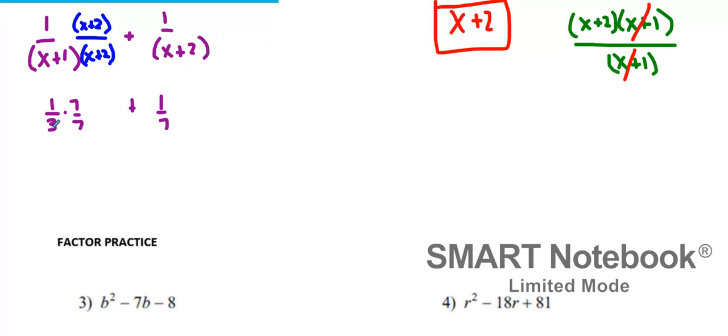So we have 7 times 3 in the denominator, and this one I have x plus 1 times x plus 2 in the denominator. Now this one needs a 3 in the denominator, this one needs an x plus 1. So I'm going to go x plus 1 over x plus 1. And this one I'd multiply by 3 over 3. And so this one's going to work out to be 7 over 21 plus 3 over 21. And so my final answer is going to be 7 plus 3 over 21, or 10/21.